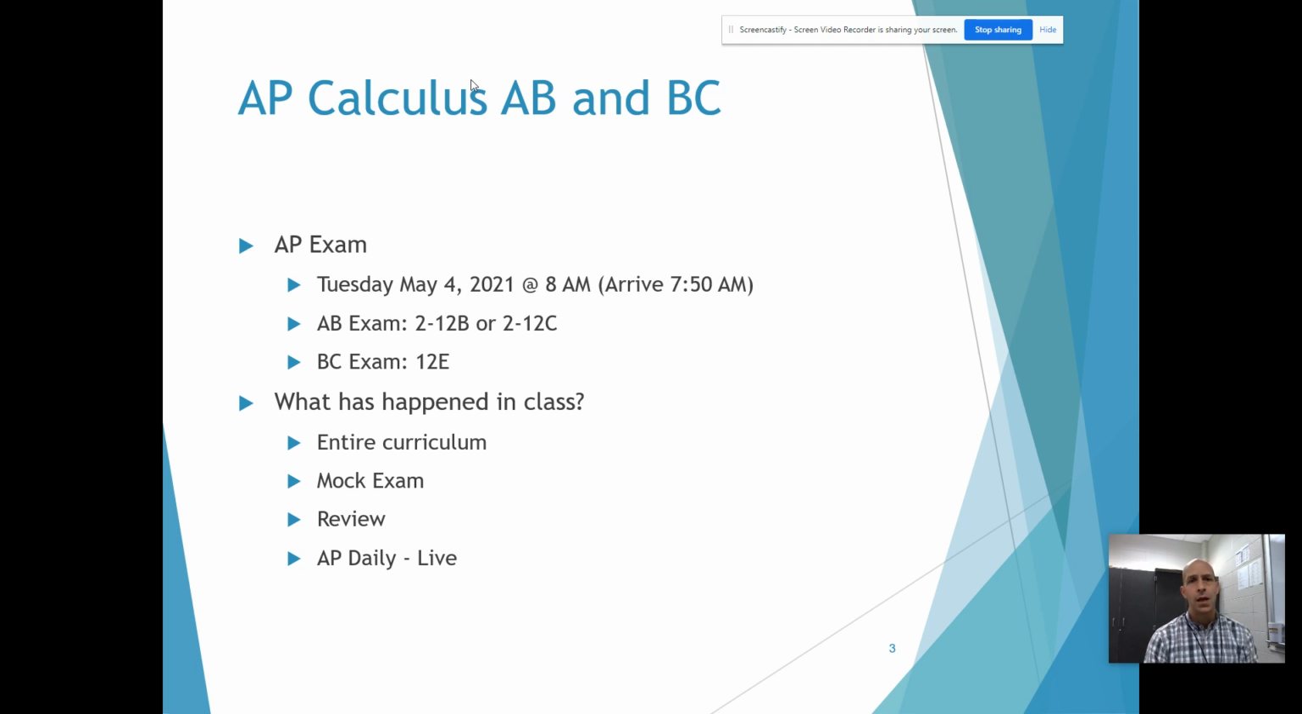In Calc AB, we are looking at the AP exam. We are a week away, and so a couple of little pieces of information for you as a parent. The AP exam for both AP Calculus AB and BC is Tuesday, May 4th. It's at 8 a.m. Arrival time for students should be 7:50. In other words, they should be in their testing room by 7:50. Depending on their name, if they're in Calc AB, they might be in room 212B or 212C. And then the BC students will be in 12E.